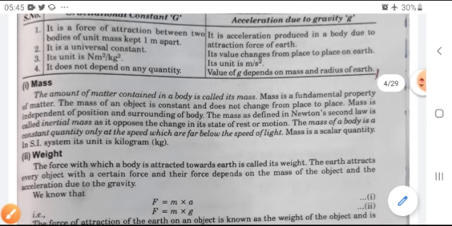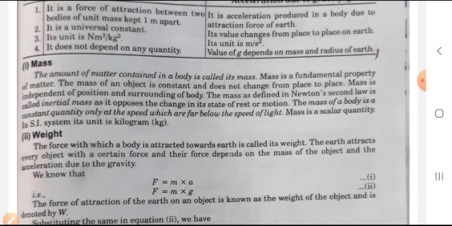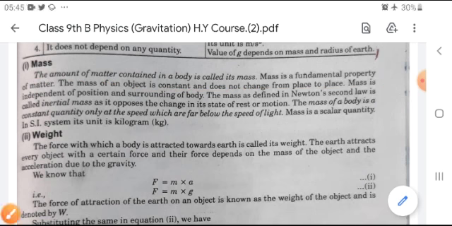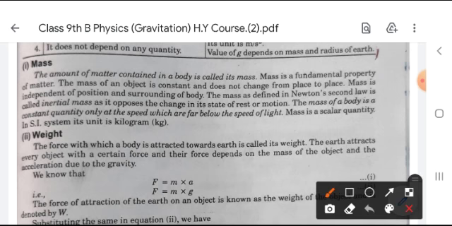Now moving forward, we will talk about mass and weight. What is mass? The amount of matter contained in a body is called its mass. Mass is a fundamental property of matter. The mass of an object is constant and does not change from place to place. The SI unit of mass is kilogram.